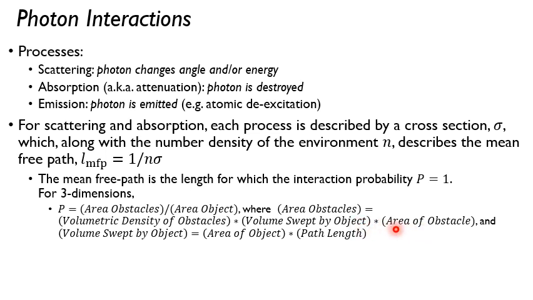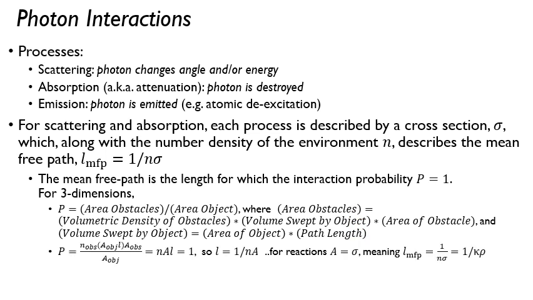Okay, so that's the area of the obstacles, and then what's the volume swept out by the object? Well, it's the area of the object times the path length. And I think the book has a nice illustration of this where your objects are circles and they're going through a cylinder. Okay, so then we can plug numbers in here. So we have the volumetric density of our obstacles, that's the number density, times the area of our object times the length that it's traveling, so that's the volume that's swept out, times the area of the obstacle, and that is divided by the area of the object that's doing the sweeping.